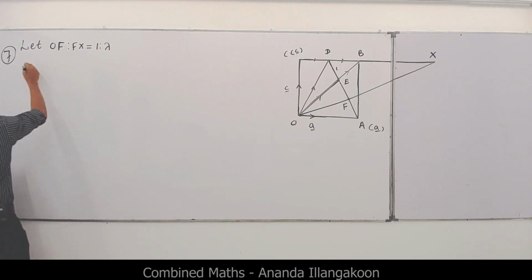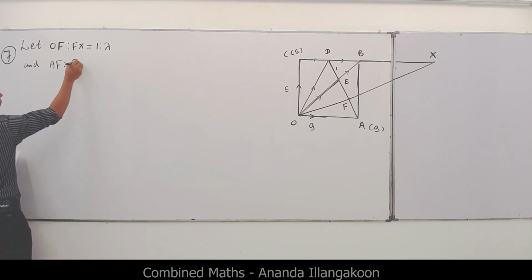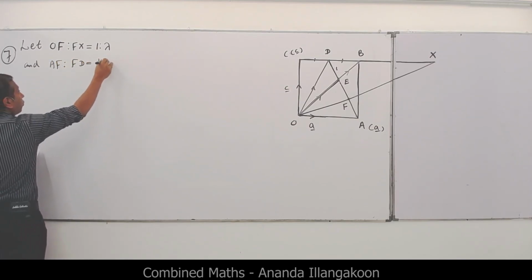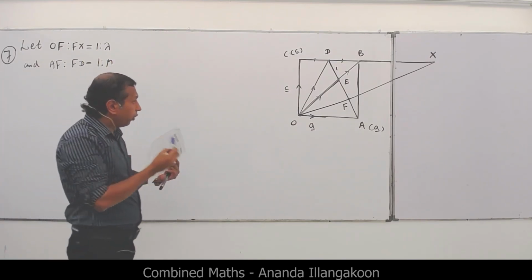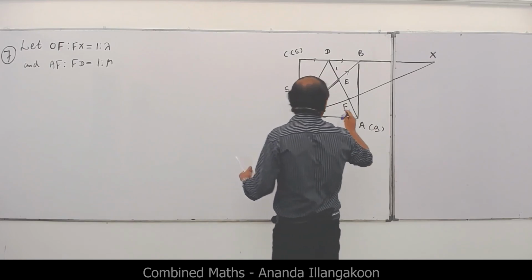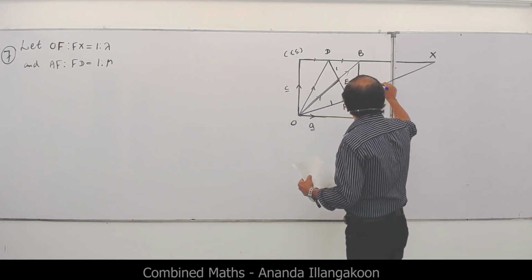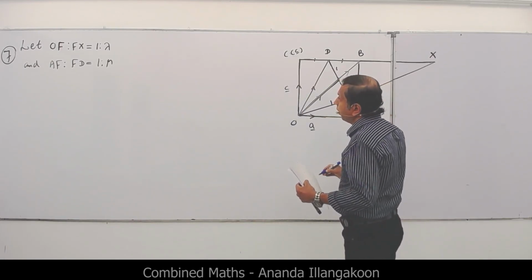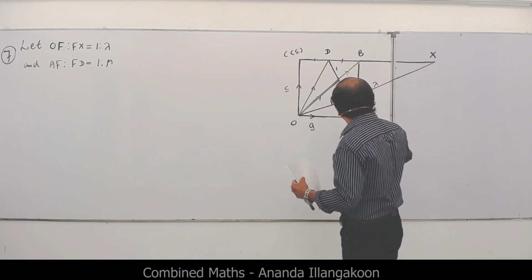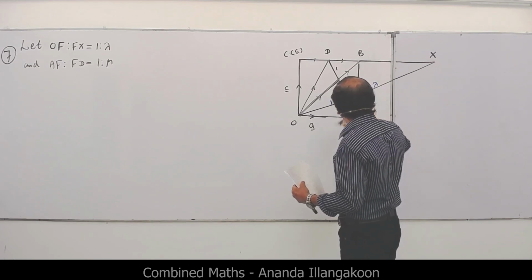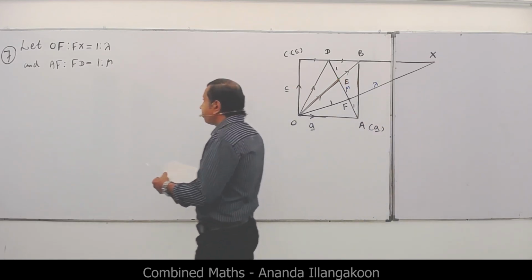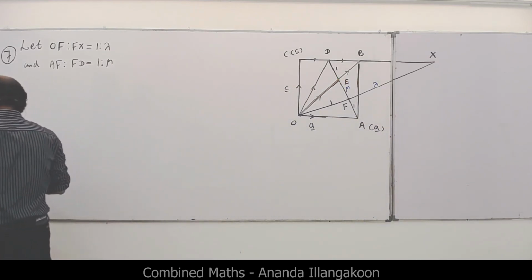and AF:FD ratio 1 is to mu. OF:FX, if this is 1, this is lambda. AF:FD ratio, if this is 1, this is mu. Right. Now we are supposed to write this way.